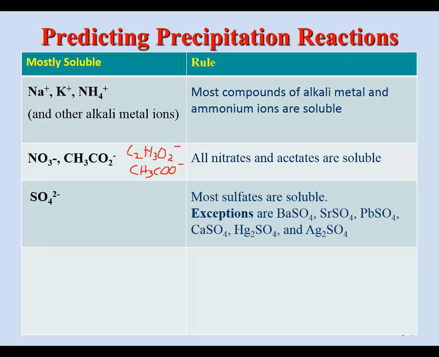We also, as I said, the mercury 1 and the lead 2 and silver sulfates tend to form precipitates as well. So you're going to have to memorize those exceptions. You'll run into those, and I expect you to recognize them.